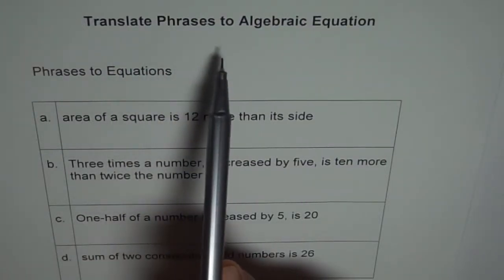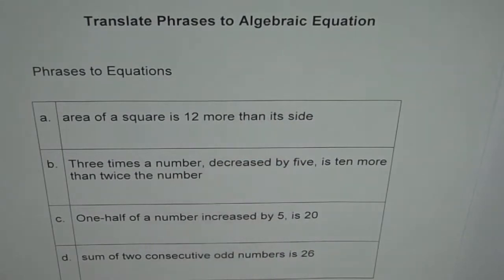Translate phrases to algebraic equation. An algebraic equation, as you know, should have an equal to sign and at least one variable. Okay. Now, phrases to equation. Here are a few phrases given to us.